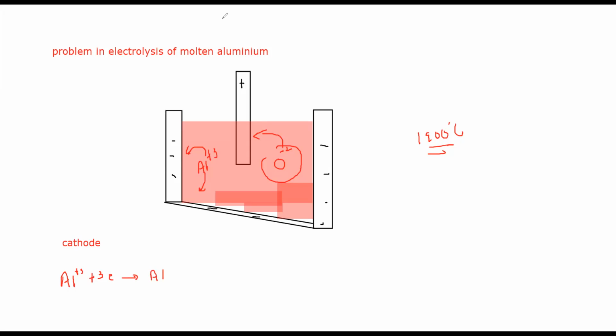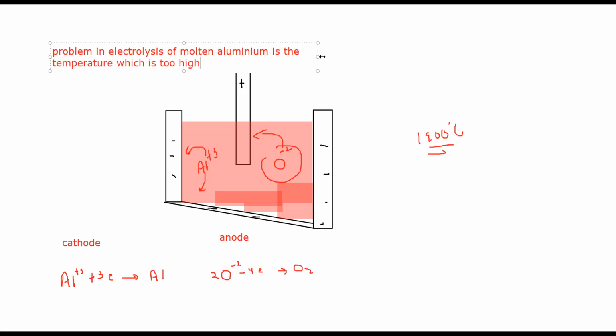And what will happen at the anode? The oxygen loses 4 electrons, 2 oxygen ions lose 4 electrons, and it will form oxygen gas. This was the equation for anode and cathode. The problem in electrolysis is the temperature, which is too high.